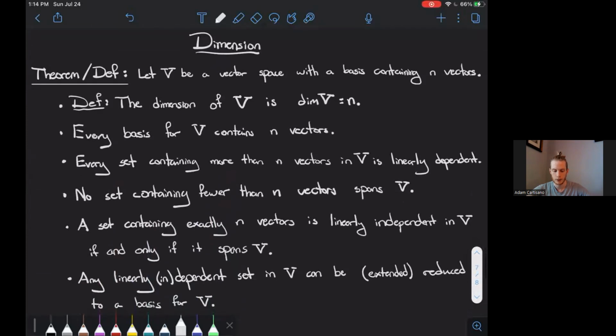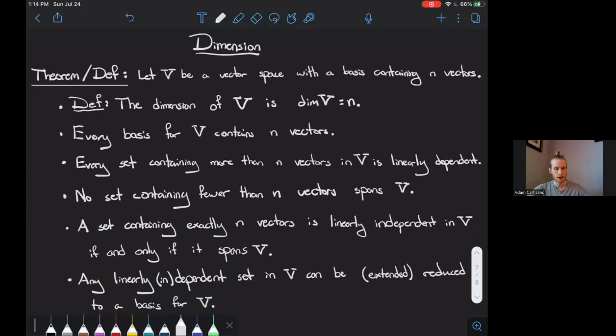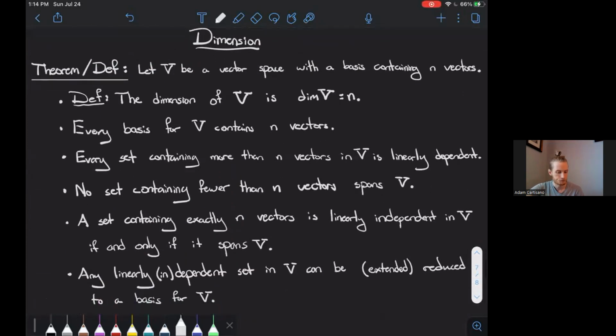And then the very last thing that we'll talk about is dimension. I've combined theorems 6.8, 6.9, 6.10, and the definition of dimension into this one theorem, the master theorem, for efficiency, I guess. So we start with V being an arbitrary vector space, and suppose that it has a basis that contains n vectors. First of all, we define the dimension of V to be equal to n.